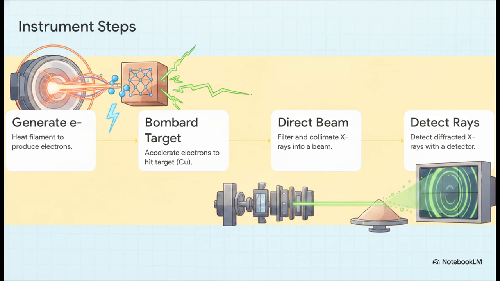First up, we generate electrons in a cathode ray tube by heating up a filament. Second, we take those electrons, accelerate them with some serious high voltage, and smash them into a target metal. In inorganic labs, this is typically copper. When those electrons slam into the copper, they knock out inner shell electrons, and the copper emits our characteristic X-rays. Third step, we filter and collimate those newly born X-rays into a tight, parallel beam and shoot it straight at our sample. And finally, step 4, we catch those scattered waves using a highly sensitive detector.